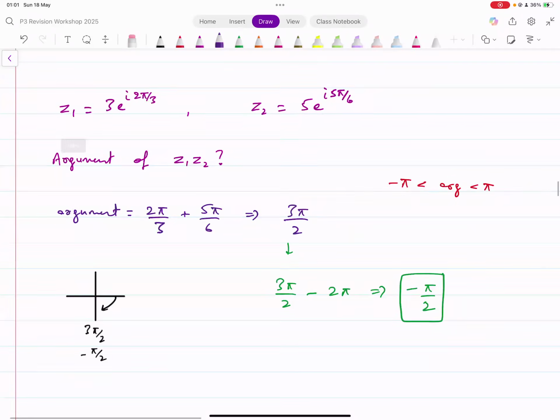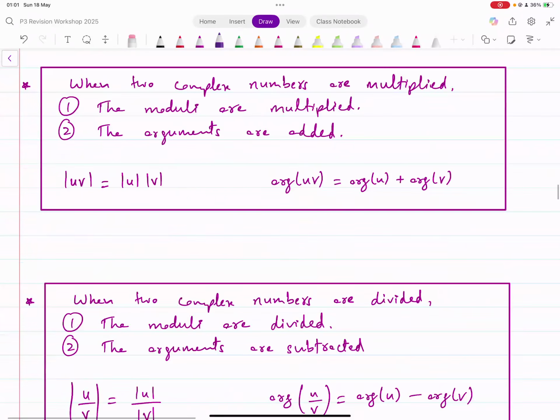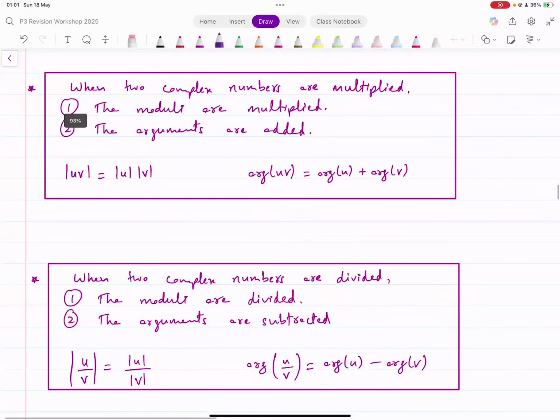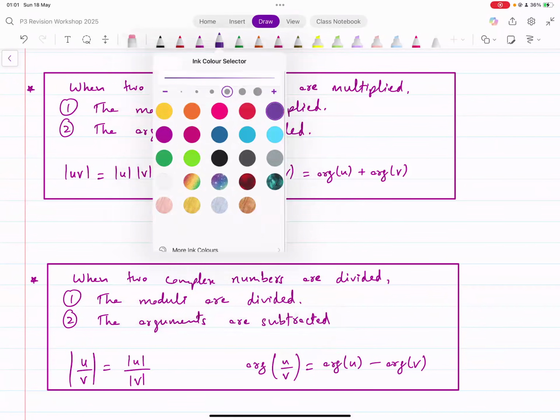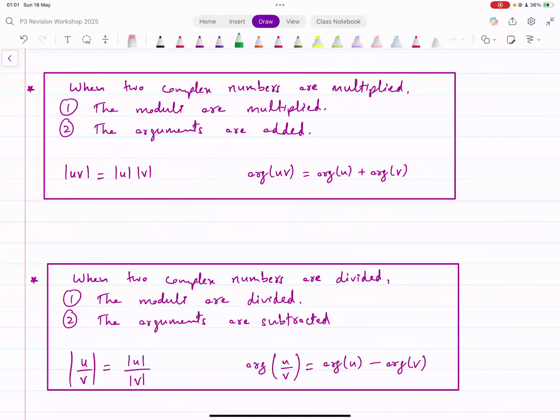Okay, that's the argument here. So these are properties that you need to remember. If you have the argument of u times v, that will be the same as the argument of u plus the argument of v, right? The argument of a quotient will be the argument of the numerator minus the argument of the denominator. For modulus, we've got the same rules.